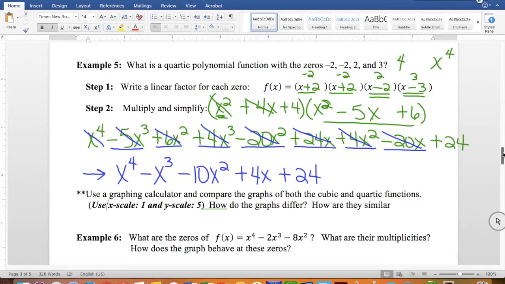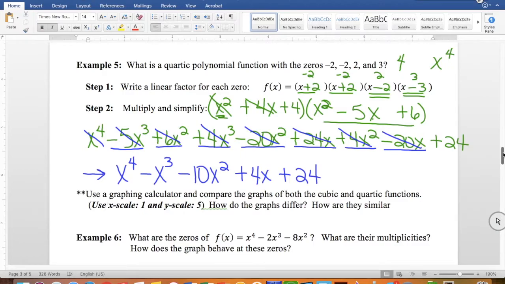All right, this next thing that you see on the sheet, I'm going to let you do on your own. I'm not going to do that for you, but use a graphing calculator and compare the graphs of both the cubic and quartic functions. You can graph them both when you go to that y equals. You can just put both of them in, and you should be able to then look at them on the same graph. Notice it tells you what kind of scale to use to be able to see them. So use an x scale of 1 and a y scale of 5, and in your standard form would be fine. And I want you to look at how they differ and how they are similar between a cubic and a quartic graph.